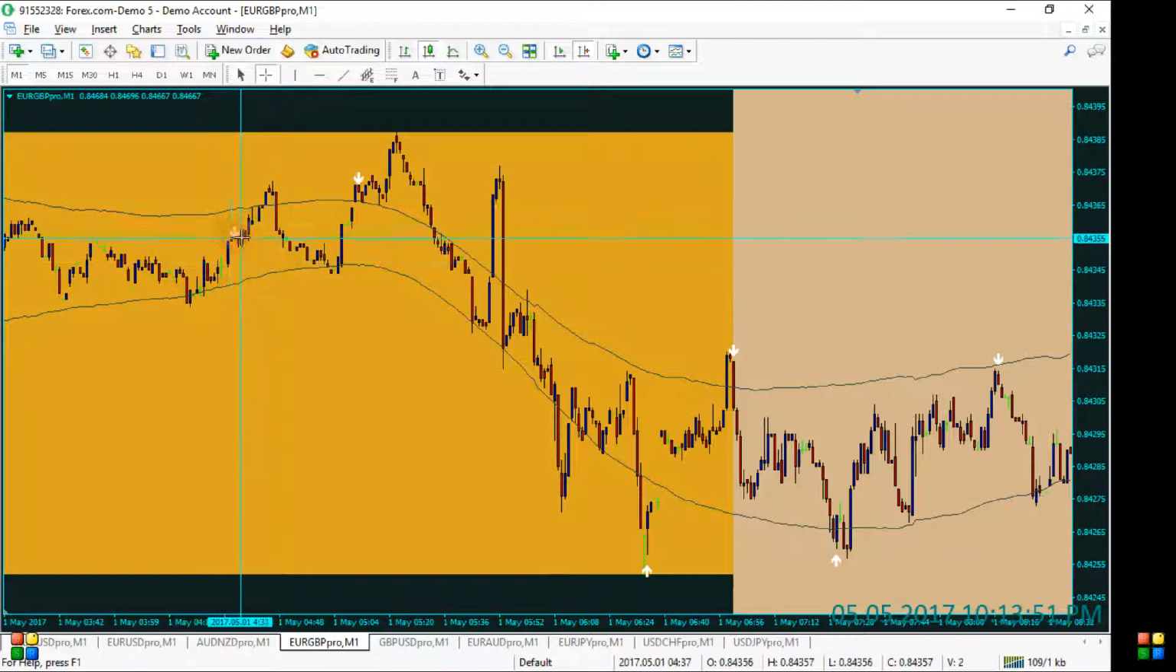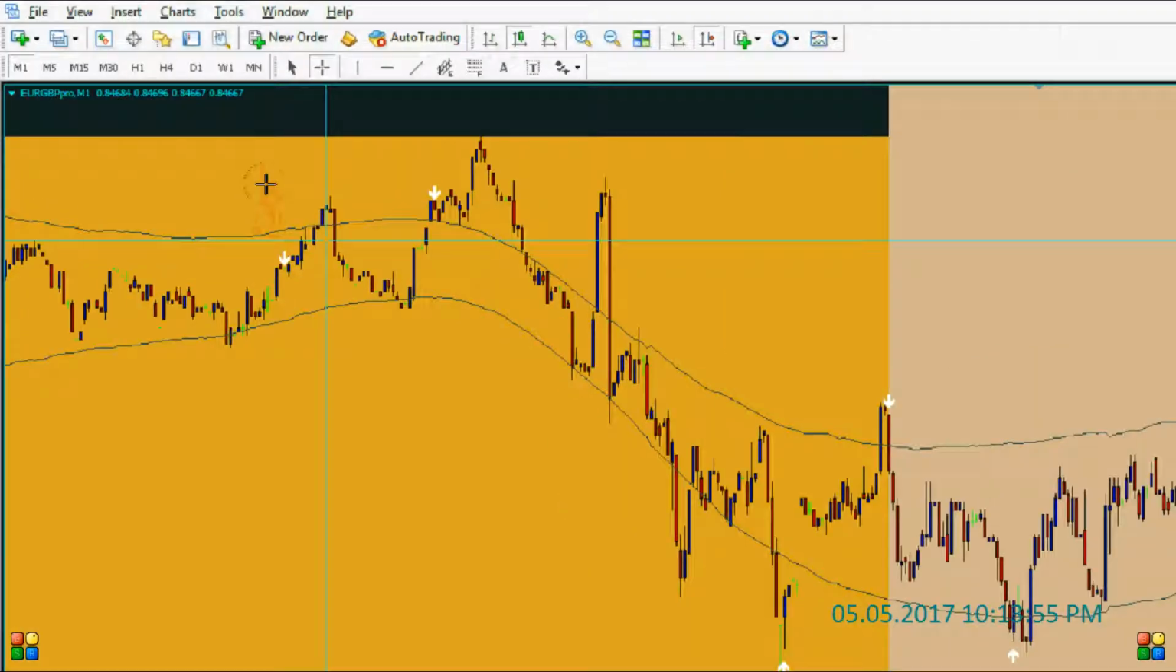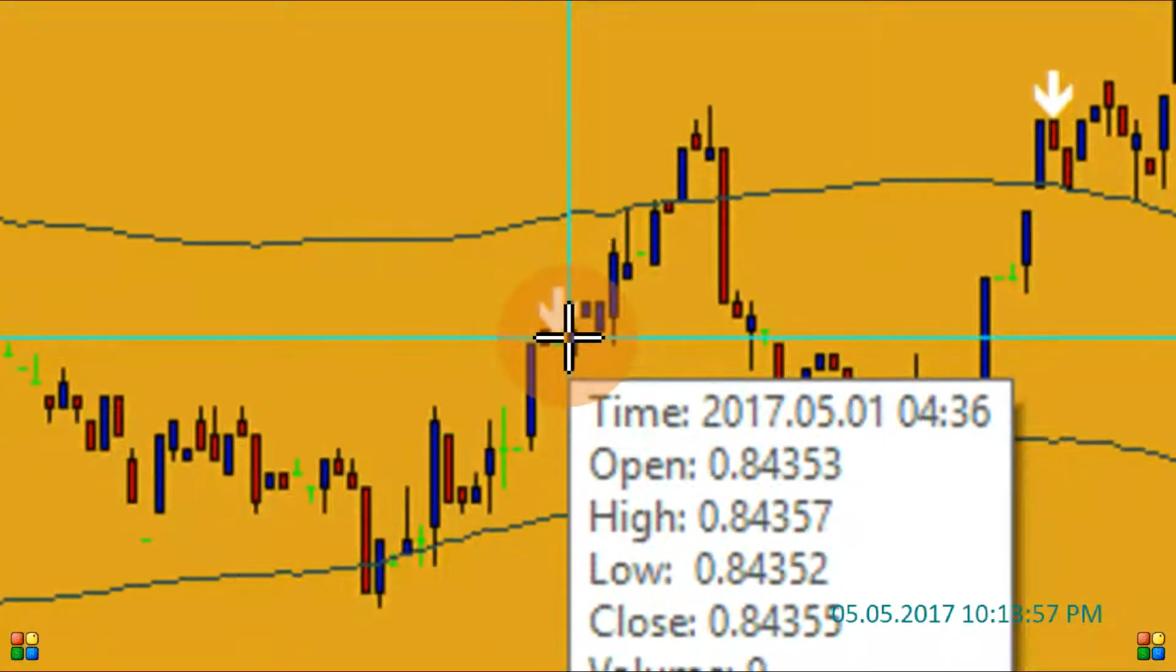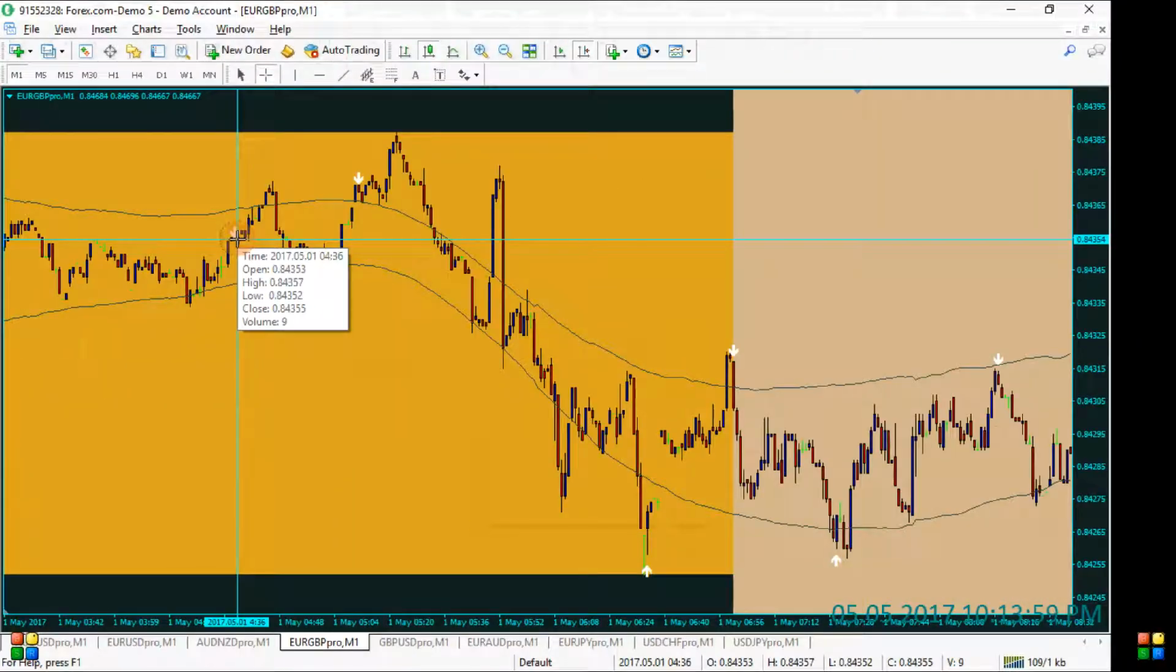Remember, those arrows inside the channel are not valid signals to us. We're looking for these arrows outside the channel, together with the price, together with the candlestick, for a better understanding. Let's continue.